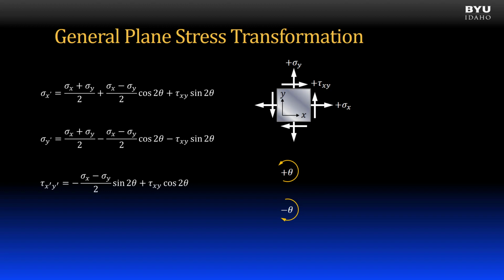To find shear stress on some arbitrary plane rotated about the z-axis, use the tau x prime y prime equation. Take the angle theta as the angle between the x-axis and the direction vector normal to the plane on which the shear stress acts. For all equations, the angle theta is taken as positive counterclockwise or negative clockwise.